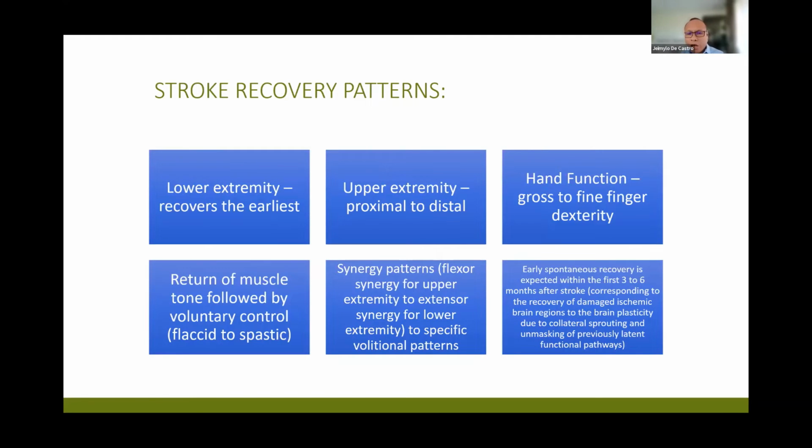We call that in our specialty the golden period of recovery, because this is where the damaged ischemic brain regions will actually form collateral sprouting, and at the same time it unmasks previously latent functional pathways. Some people would say the brain is made up of a lot of neurons and you only use 10% of them. But if you have a stroke, you use other brain neurons that are not working in order to compensate for the loss of the area which was affected by stroke. So this is what you expect in stroke recovery.